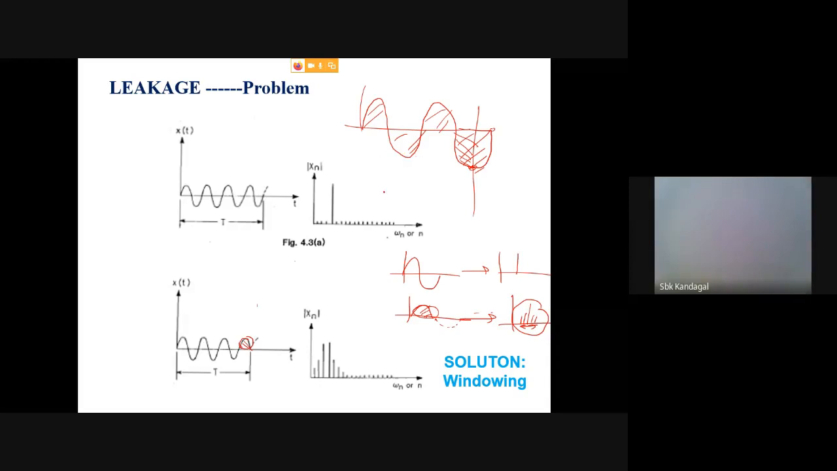So the leakage problem is a serious problem in all the data acquisition systems. That's why we have to use this windowing technique. The abrupt start and abrupt end can be trimmed using this windowing technique. Otherwise, the signal will get leakage.